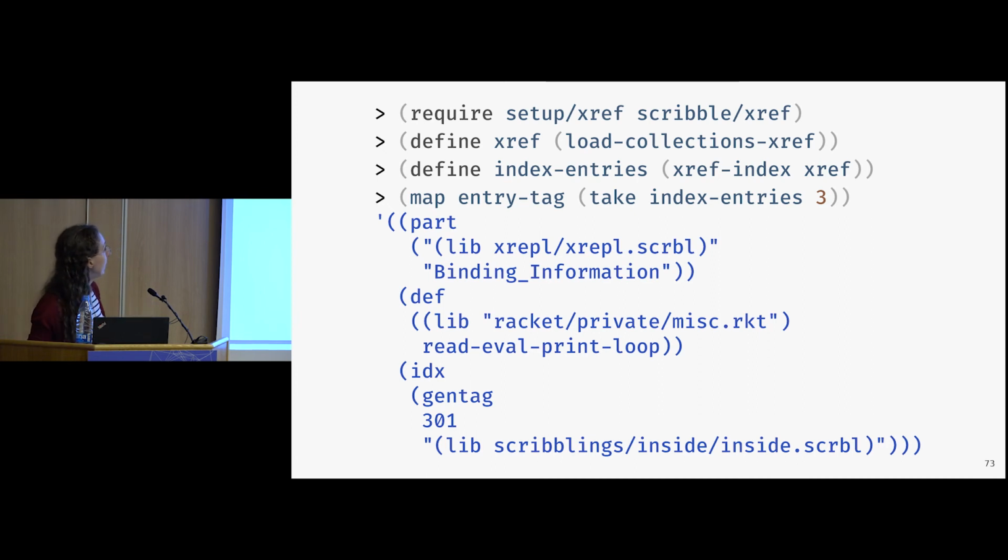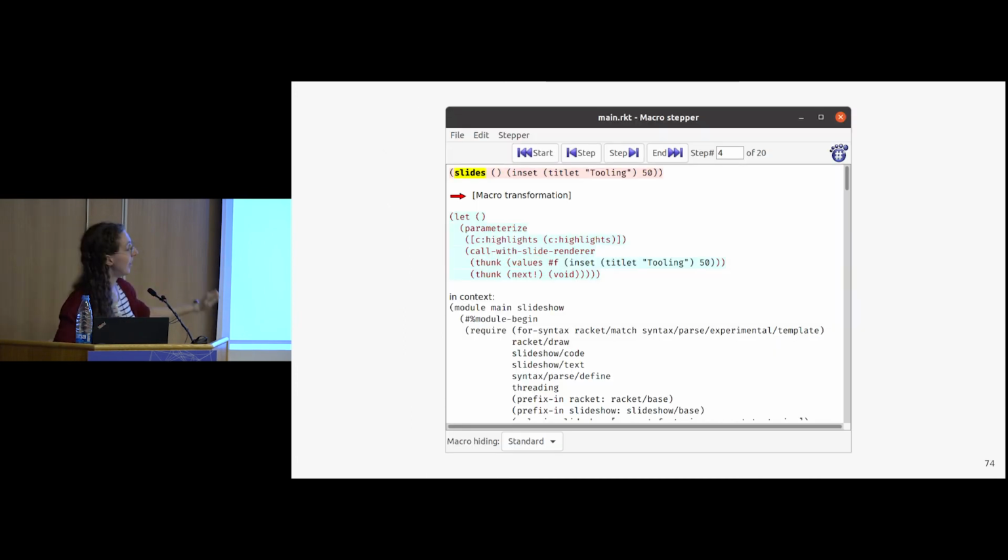So here's one final example. This is the macro stepper. Racket has macros, and so the macro stepper is an interactive tool that you can use to step through macros, not really particularly shocking. Normally you access it through a GUI interface that lives in DrRacket, the Racket-provided IDE. But what if you don't want to use DrRacket and you want to use Emacs? The macro stepper works fine there as well.